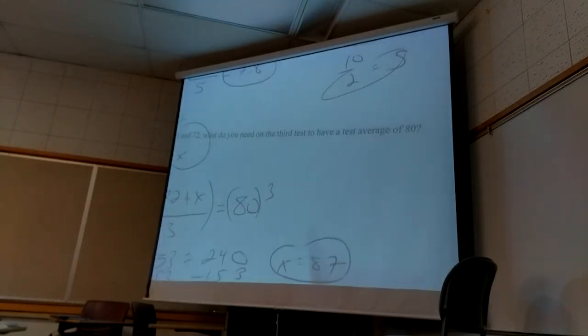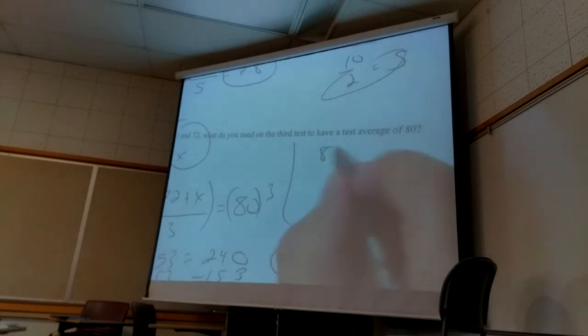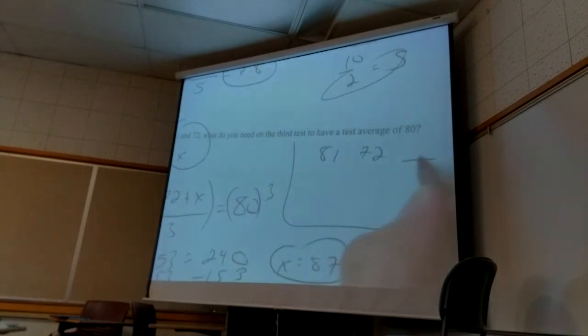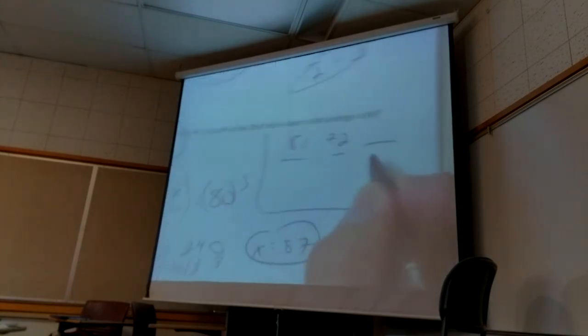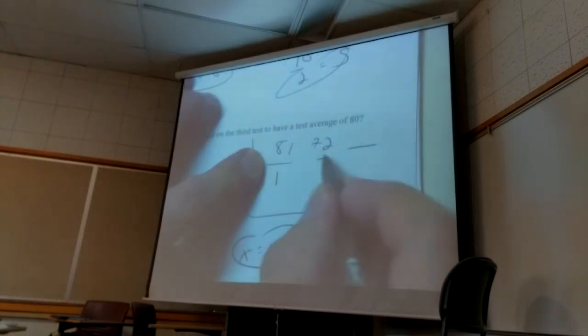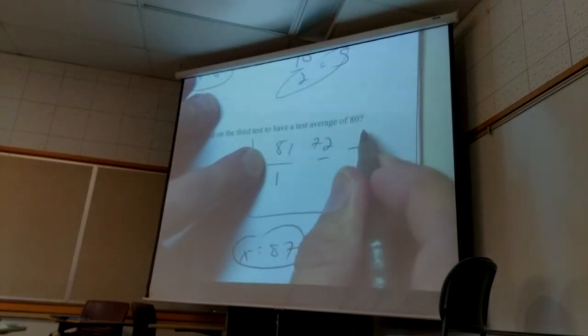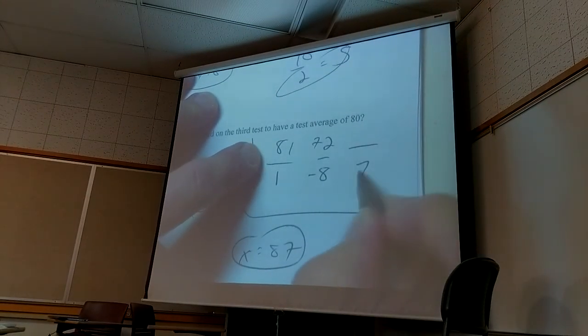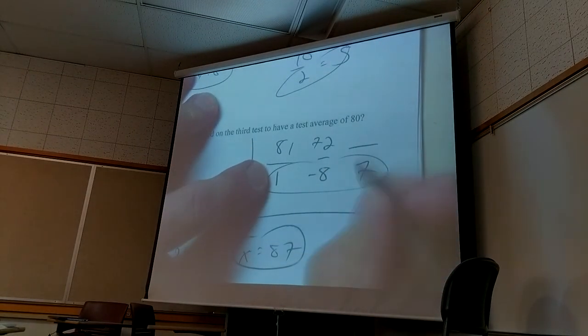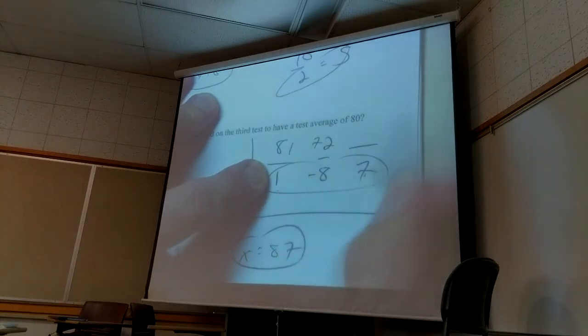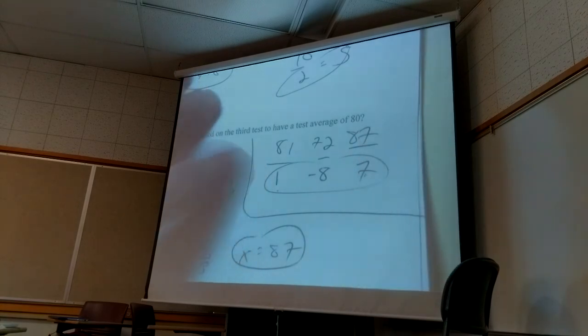Now watch this real quick. Here's my favorite way to do this problem, then we'll take a break. 81, 72, and an unknown, right? 81 is 1 above 80. You with me? 72 is 8 below 80. So this has got to be 7 above so that it comes out right. Do you guys see what I'm saying? 1 above, 8 below. This one's got to be 7 above 80, which is 87, which is the answer.